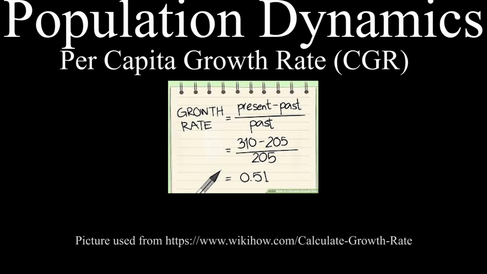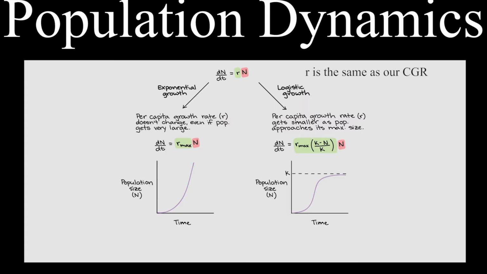It's from this value that we can create our two equations, one for exponential growth and one for logistic growth. The equation for exponential growth is simple. All you do is multiply your CGR by your total population, then add this new value onto your population.